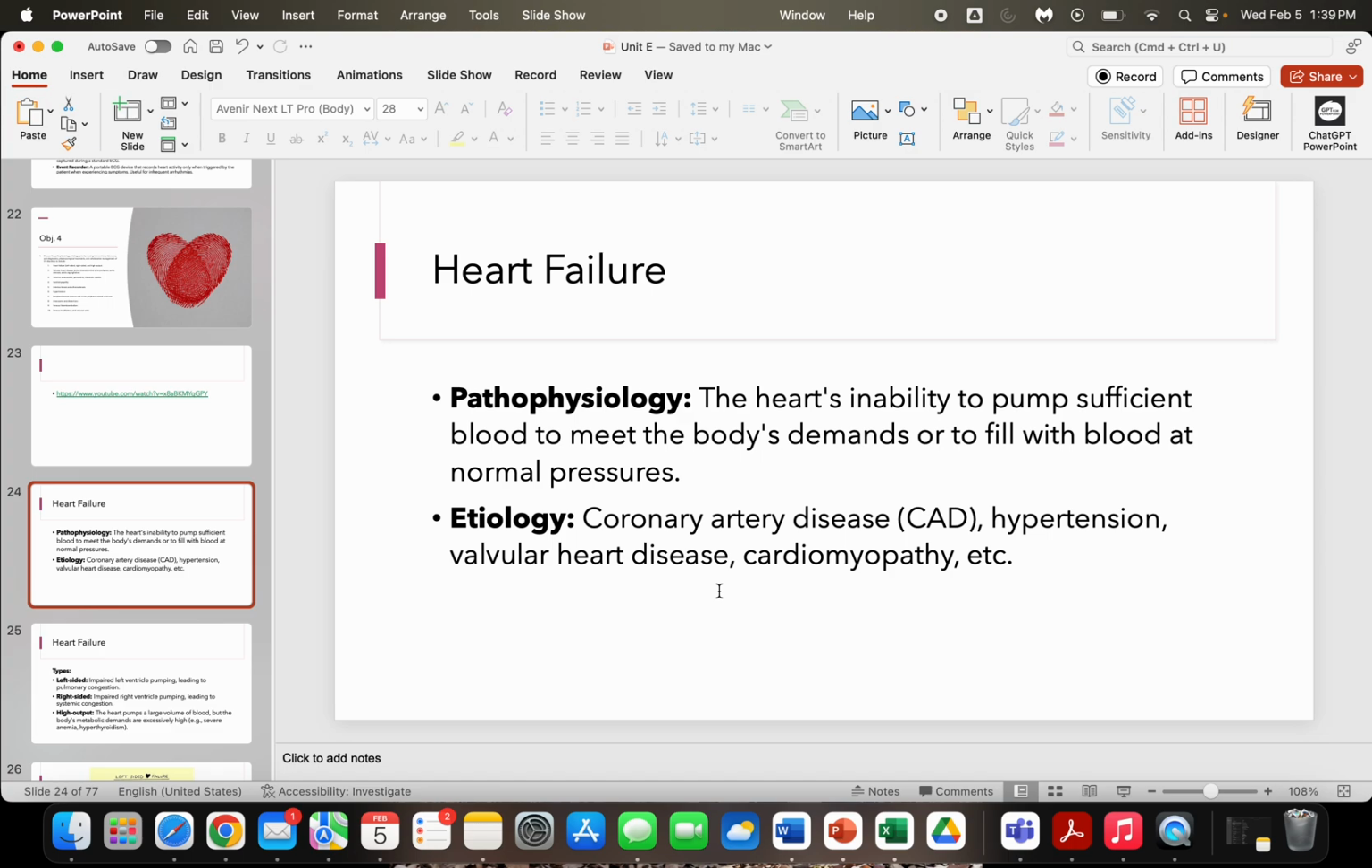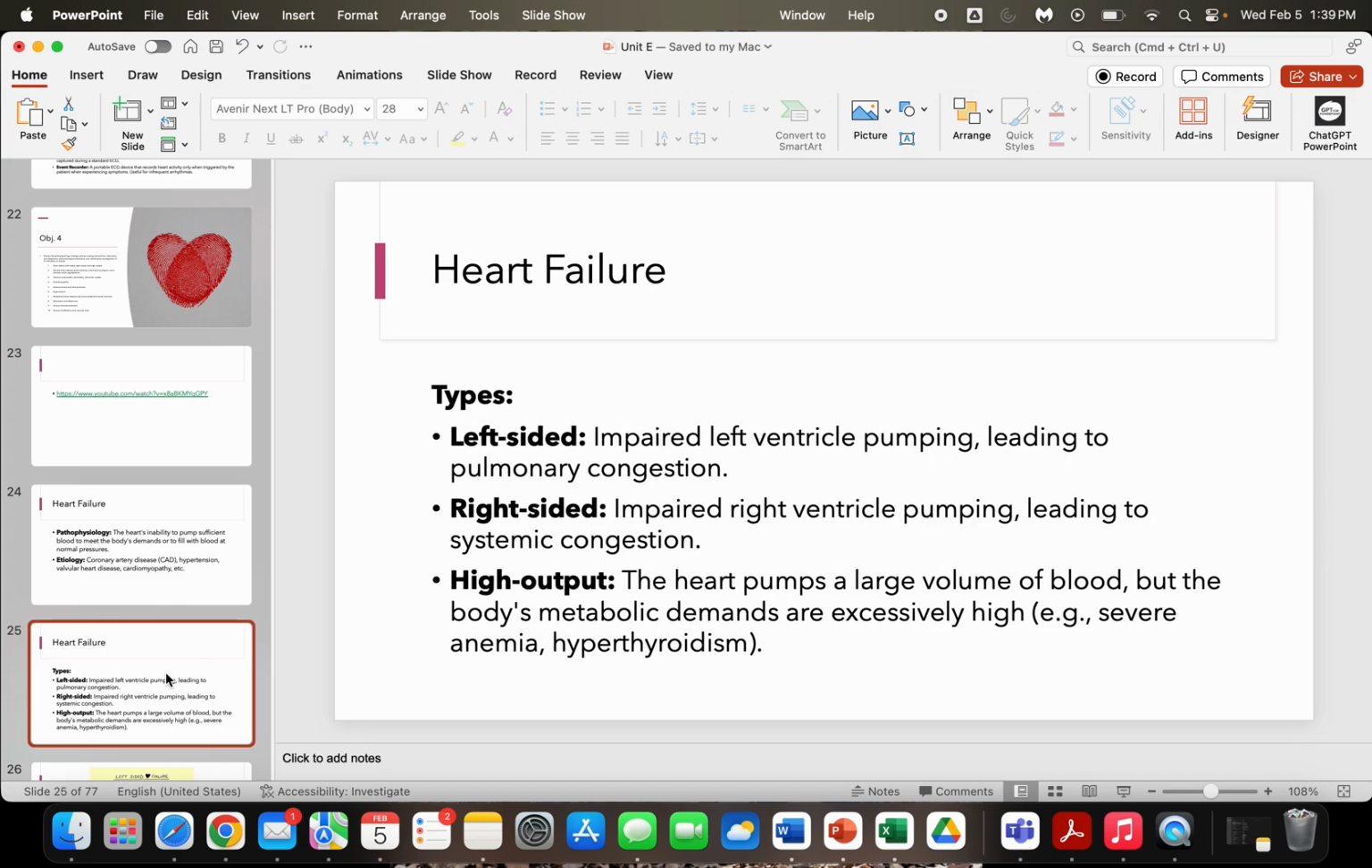Other causes: hypertension. We know that high blood pressure exerts more pressure on the artery itself, so it's harder for blood to flow through it. Valvular heart disease, which we'll talk about in a bit, and then cardiomyopathy. If we're talking about cardiomyopathy, that basically just means that there is some disease within the heart muscle.